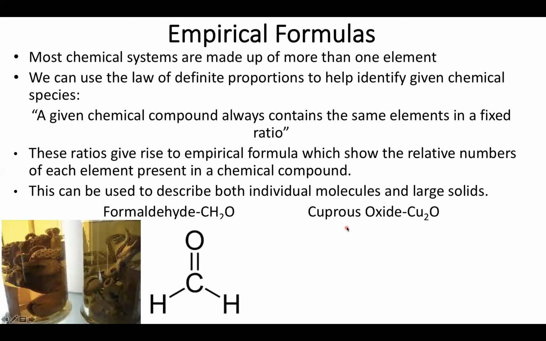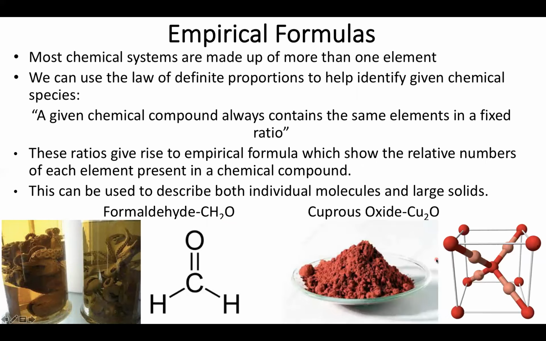In contrast, we have something like cuprous oxide. So cuprous oxide actually forms a larger solid. And so what we have here is a large system of copper bound to two oxygen atoms, and every oxygen atom bound to four copper atoms. And this gives an overall ratio of twice as much copper as oxygen. And all cuprous oxide will have this same ratio.